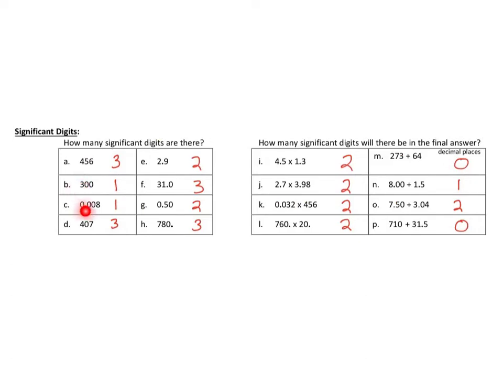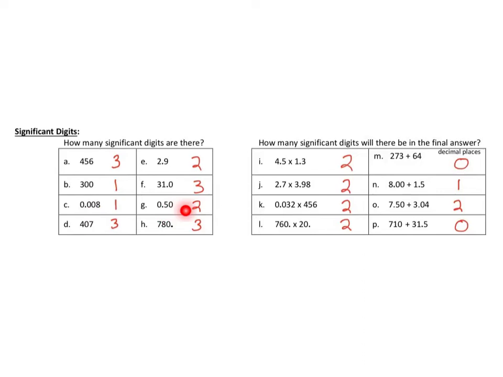Only if there is a decimal would any zeros to the right of the last number be significant, as in G. Because there's a decimal, the zeros to the right of the 5 are significant. Leading zeros are never significant, and trailing zeros are always significant if there's a decimal.